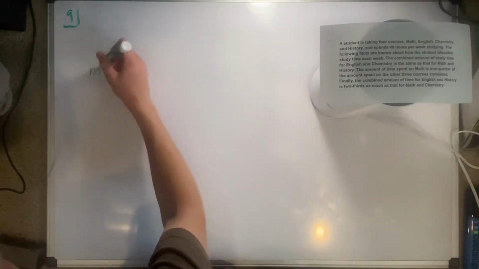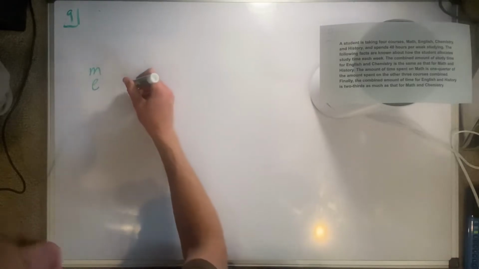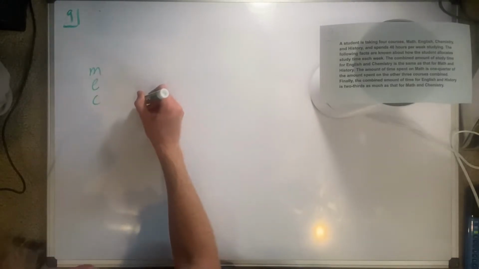So what we are first going to do is give everything a variable. What's very convenient is that all of these 4 classes have letters that all start with different things. So I would encourage you first to do this on your own, and then you come back to me once you think you either have it or are stuck. So we will have M stand for math, E stand for English, C stand for chemistry, H stand for history. So those are going to be our variables.